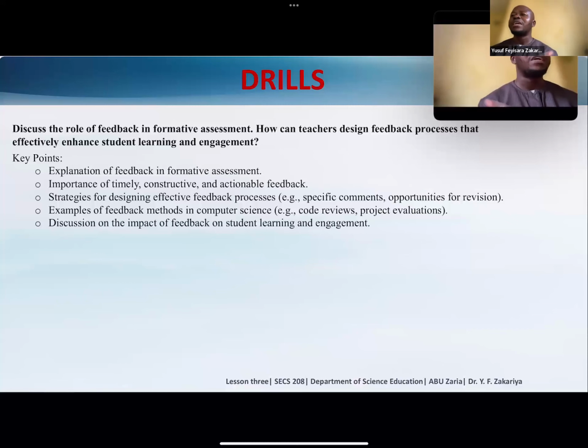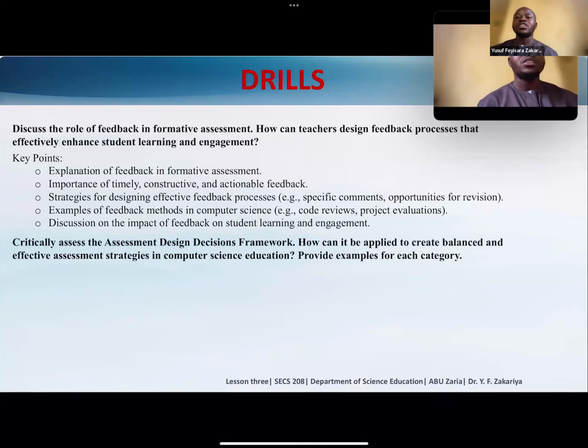And these are the kind of things I expect you to put into it. You need to explain what is feedback. Importance of it. It has to be timely. Importance of being timely, constructive, and actionable. Then strategies for designing effective feedback processes. What are the strategies? That is coming from the second question. How can teachers design feedback processes? You need to list the strategies through which a teacher can design feedback processes. Then you give examples, and then you discuss the impact, because that is the last part of the question. How can the teacher design feedback processes that effectively enhance students' learning and engagement? That will be your last thing you discuss.